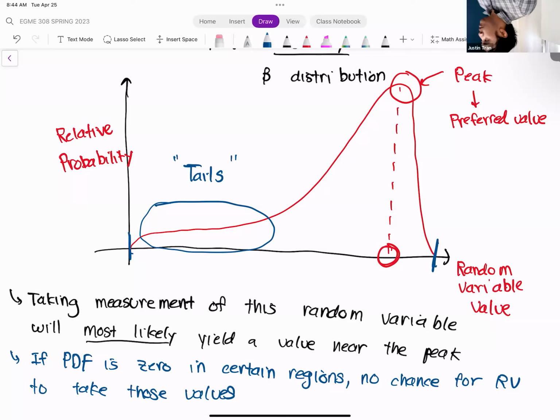The idea with the tails is that these are regions where technically it's possible for the random variable to take these values near the tails, but the probability is very low. So possible, but low.